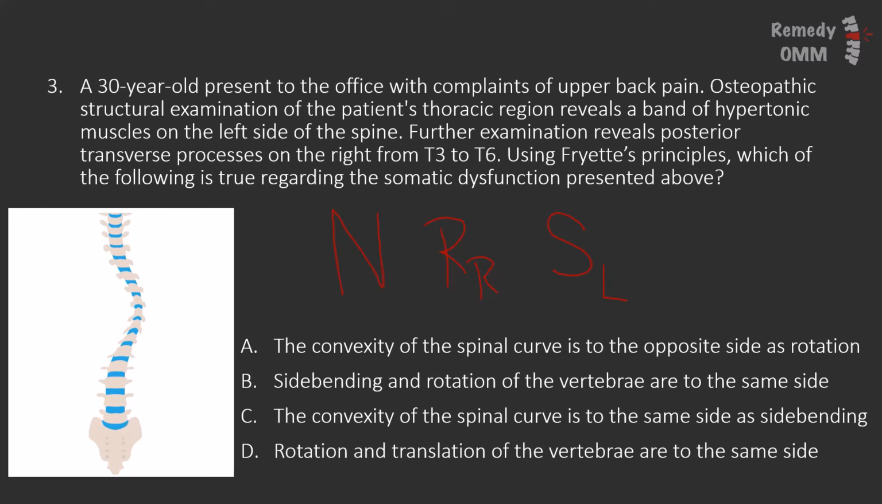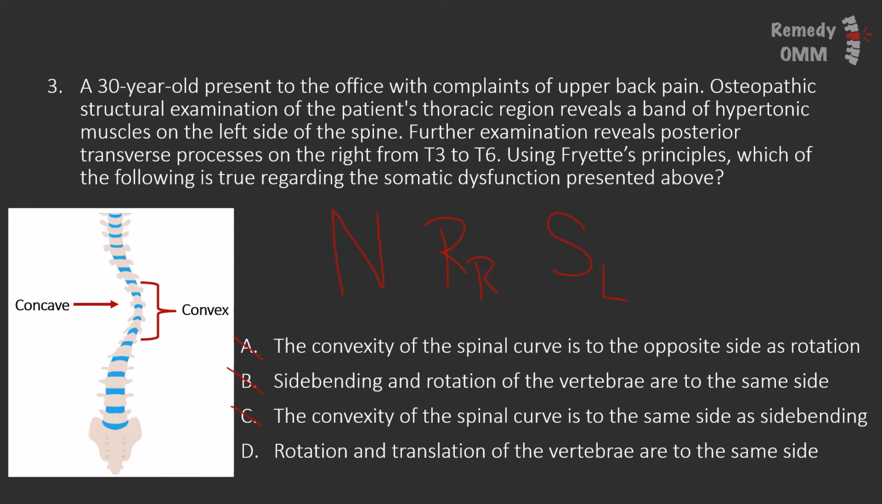Answers A and C both talk about convexity, so let's look into that. Here's an image of the spine that I manipulated to show a little curve. This side here that goes in is the concave side, while the side that protrudes out is convex. In this picture, we can imagine this patient is facing away from us, so he would be side bent left, which is what we have in our patient. So A, convexity and rotation opposite sides, well, we have rotation right and convexity right, so that can't be right. Answer B, no, we are type 1, rotation and side bending are to different sides. Answer C, convexity is on the right, side bending is on the left, so that's not the correct answer.